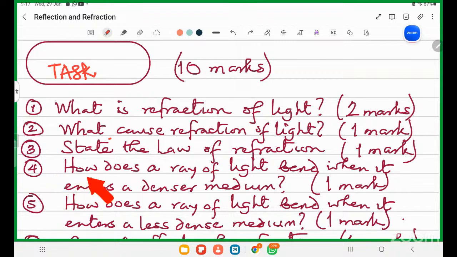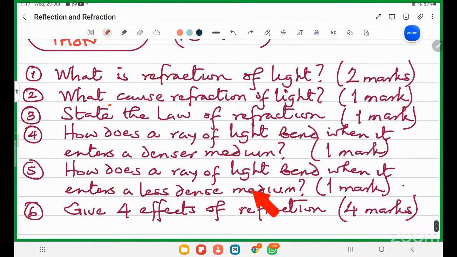The fourth question: how does a ray of light bend when it enters a dense medium? And then: how does a ray of light bend when it enters a less dense medium? And the last question is: give 4 effects of refraction. So can you do this in 10 minutes?